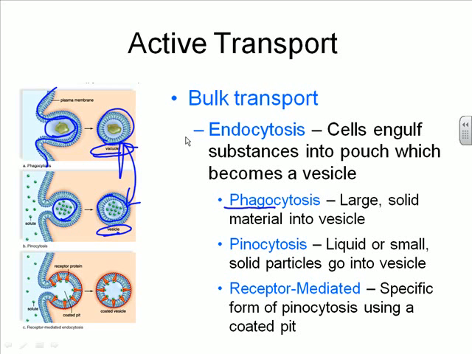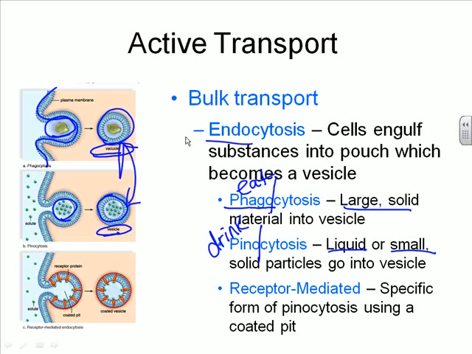If we bring in large products, we say we have undergone phagocytosis, because phage means to eat. It means to bring in something large. Pinocytosis literally means to drink, so it's bringing in liquids or tiny small particles.